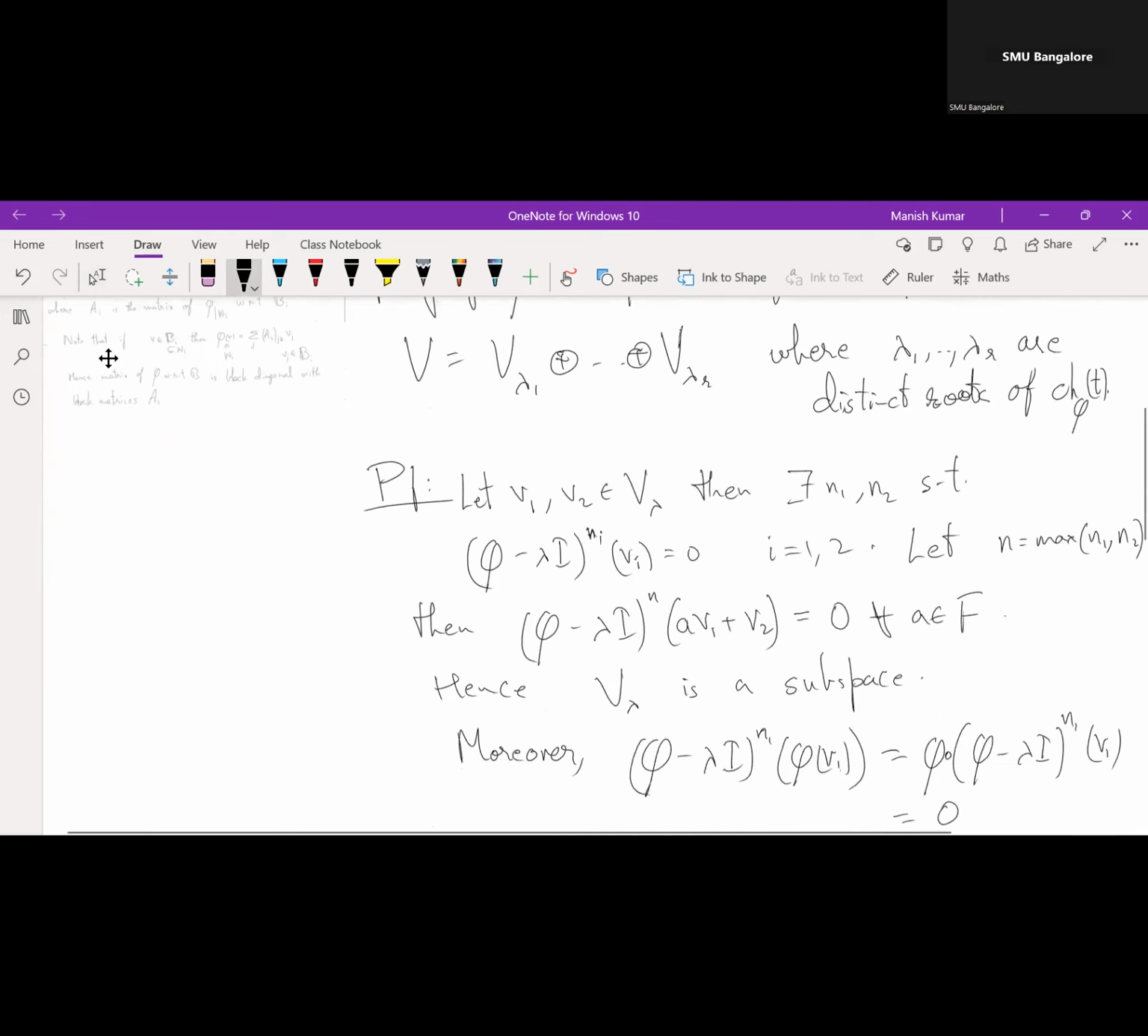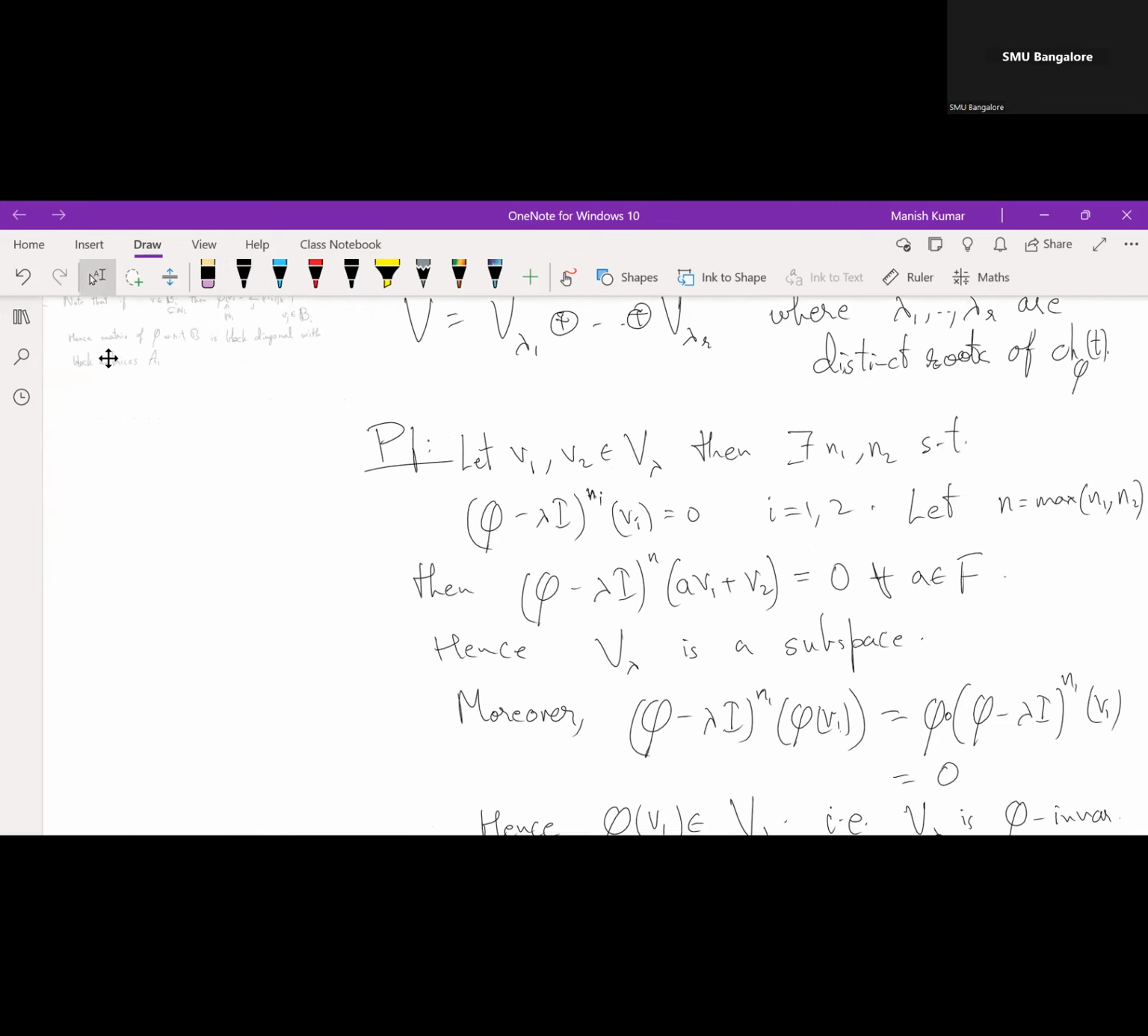We'll have to show that if I take phi of something in V lambda, then it lands in V lambda. So let's take v1 in V lambda, like we did earlier, and apply phi to it, and then apply phi minus lambda I to the power n1. Then you see phi commutes with I. Everything commutes with the identity matrix, and phi of course commutes with phi itself as well. So we can pull out this phi on the other side.